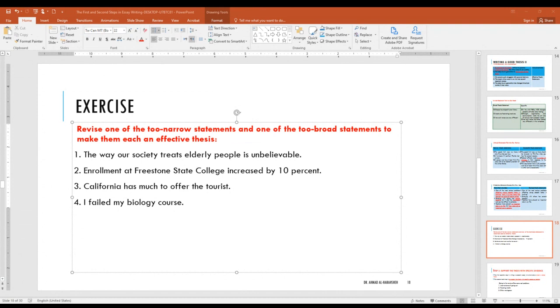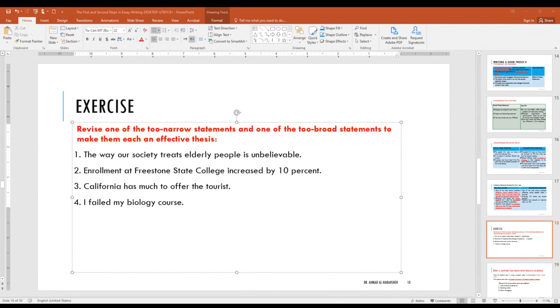How about "Freestone State College facilitates the enrollment process"? Again, this is a good topic, right? Because the college has facilitated the enrollment process. Yeah. How about the third one?